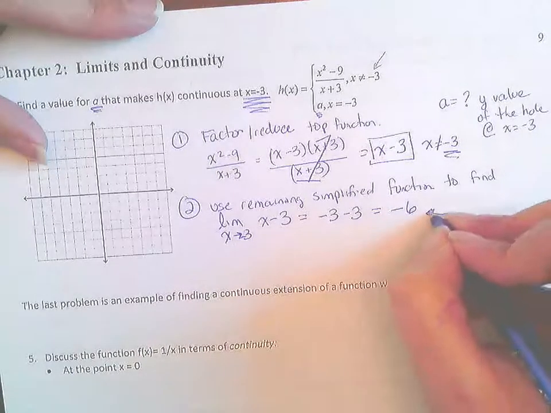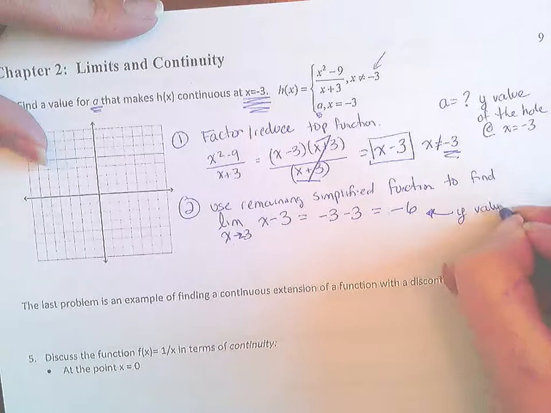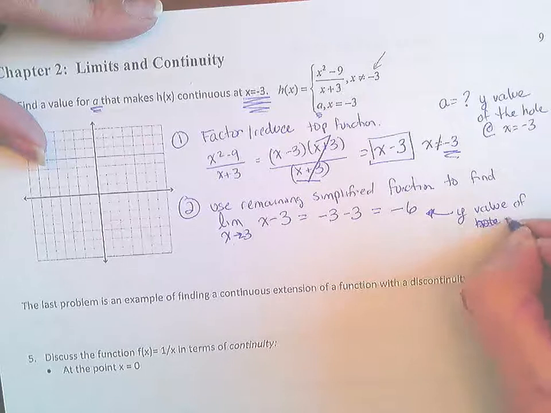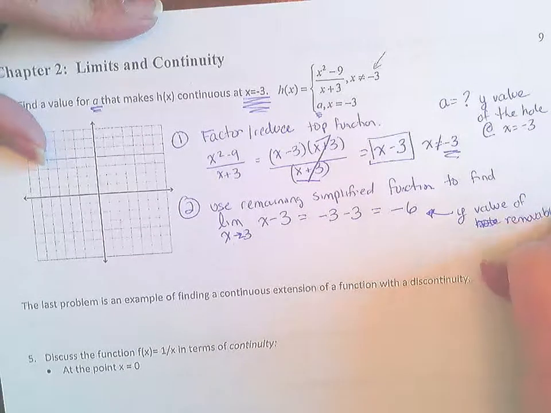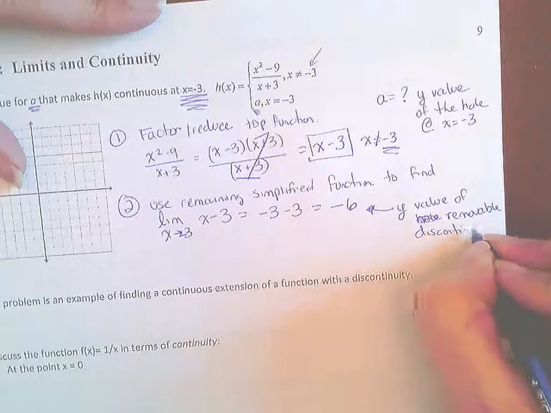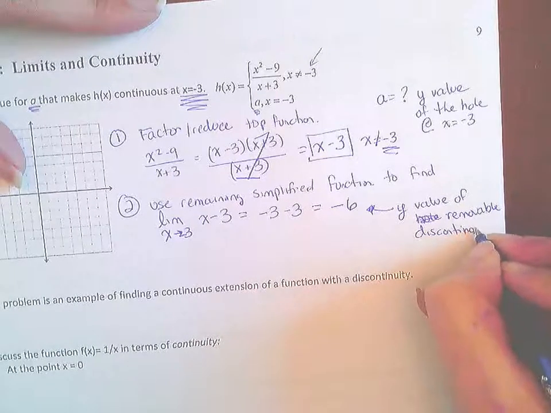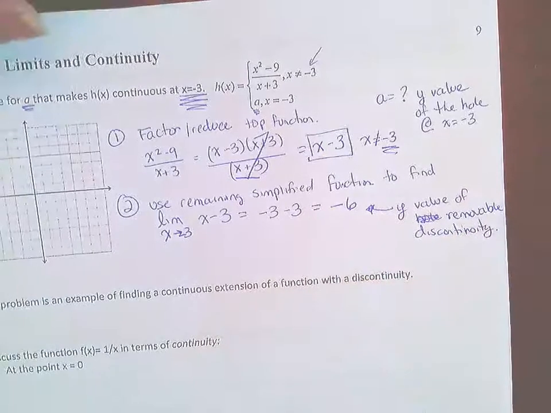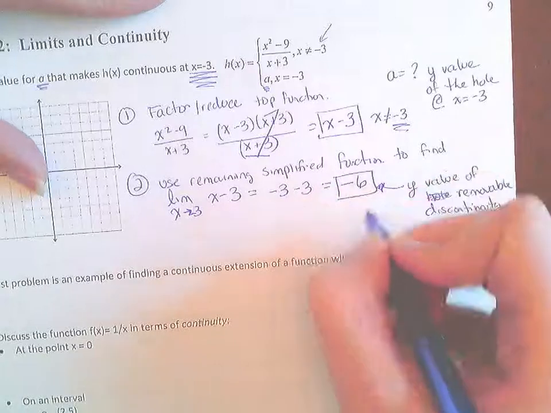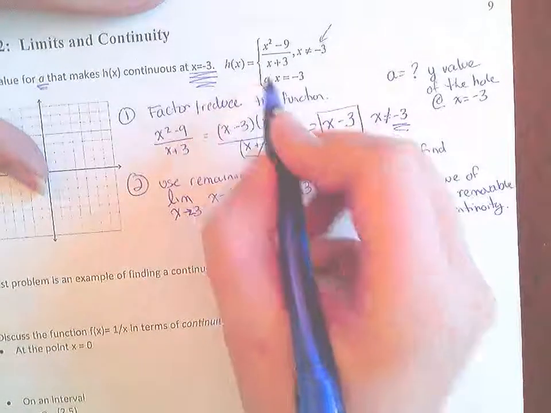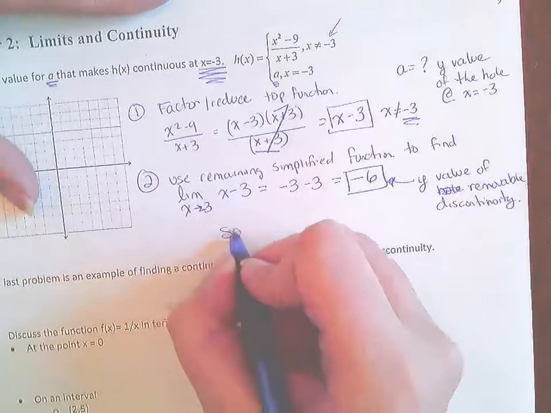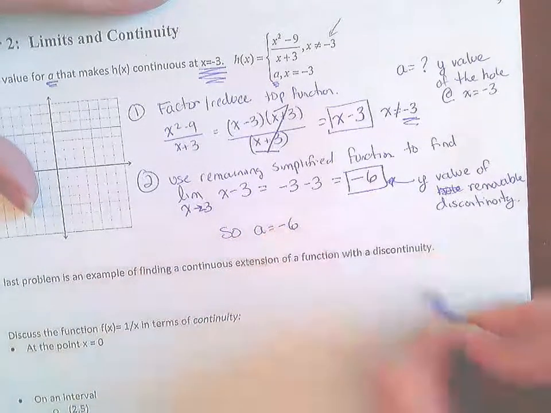So now I know two things. This is the y value of my removable discontinuity. I know I've spelled discontinuity like 100 different ways, but it's okay. And that is my a. Alright, so a equals negative 6.